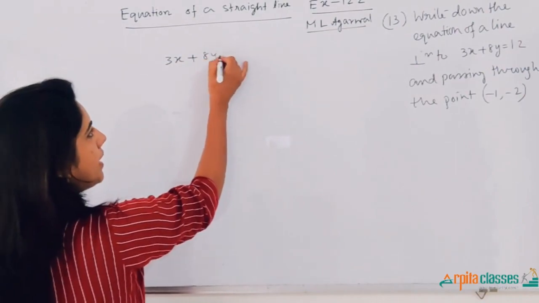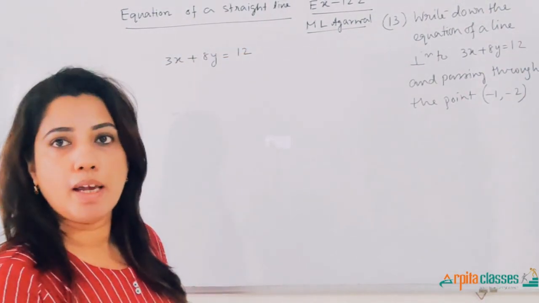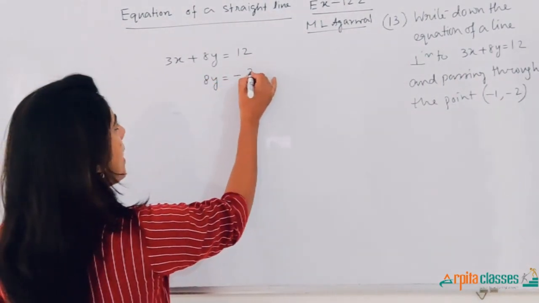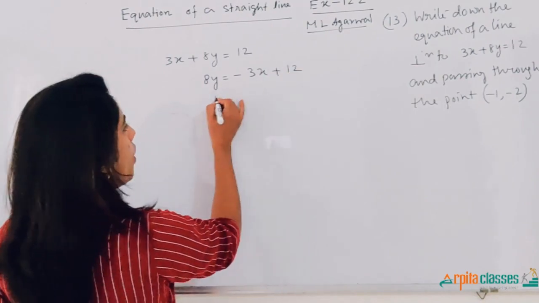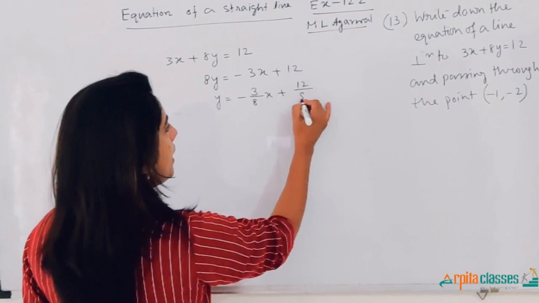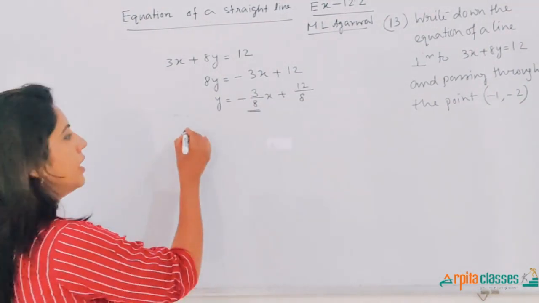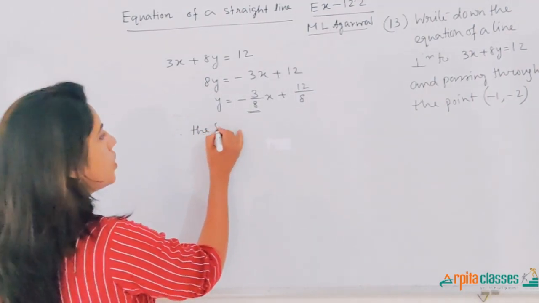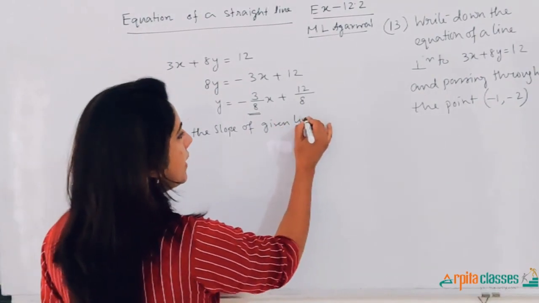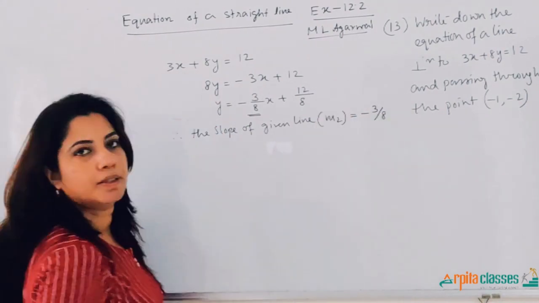So let us find out the slope of that line first. 3x plus 8y is equal to 12. To get the slope, we have to convert it into y is equal to mx plus c. So convert it. 8y is equal to minus 3x plus 12 or y is equal to minus 3 upon 8x plus 12 upon 8. So from here we get the slope, that is minus 3 upon 8. So the slope of the given line, I am considering it as m2, is minus 3 upon 8.